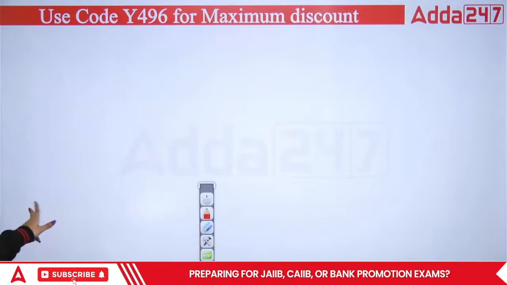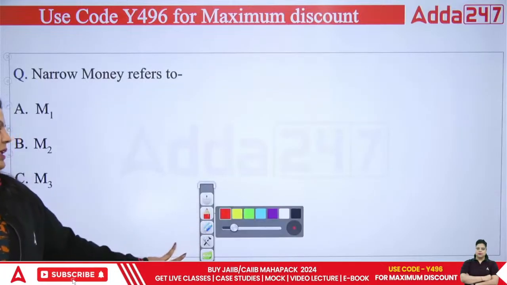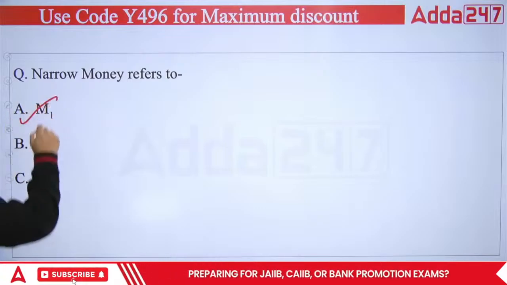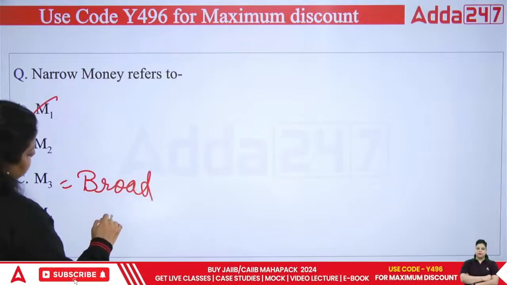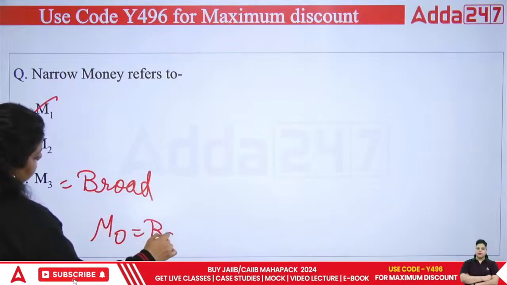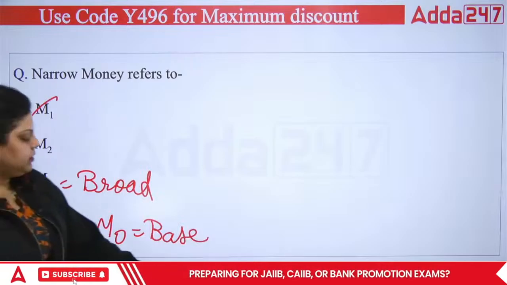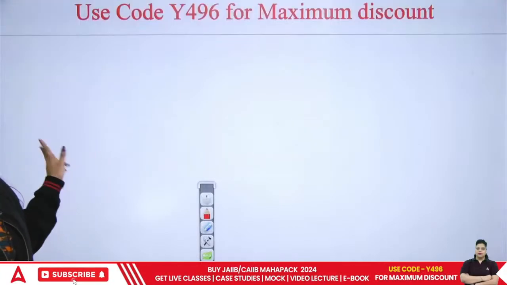Okay, now next. Next we have narrow money refers to. I think it's a very easy question. I have told you so many times that M1 is narrow money, M3 is broad money, and M0 is base money. So your right answer is A, that is M1. Do remember the names of M1, M3 and M0, very important.